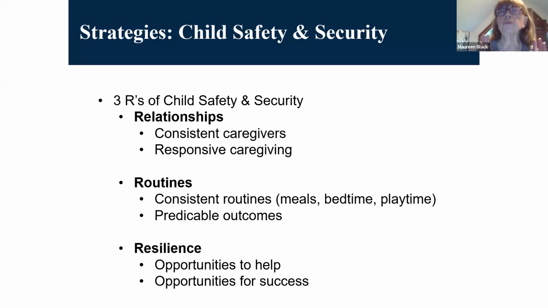Then there are routines. Children love routines. They may not tell you they do through their words, but through their behavior, they will. So consistent routines around things that matter to kids. So those are meal times, bedtimes, playtimes. Consistent routines give you predictable outcomes. So that's a critical aspect. And then resilience. What does this mean? This means so that children feel like they're making a mark. We think about adolescents wanting agency, babies want agency, 2-year-olds want agency. So resilience means opportunities for children to help and contribute and to feel positive.